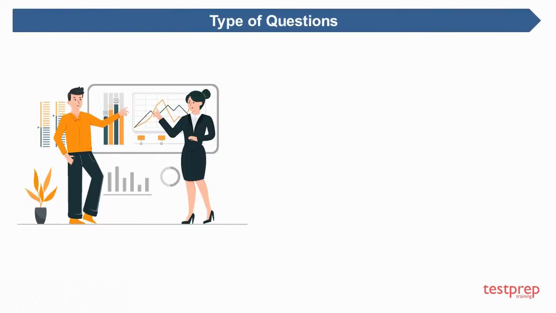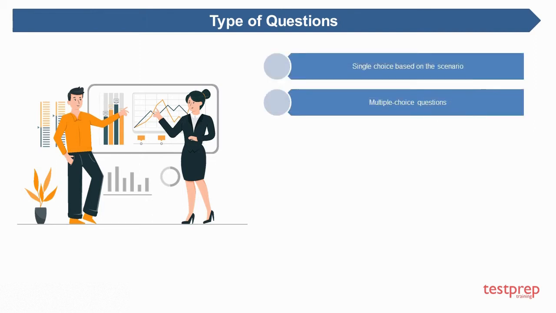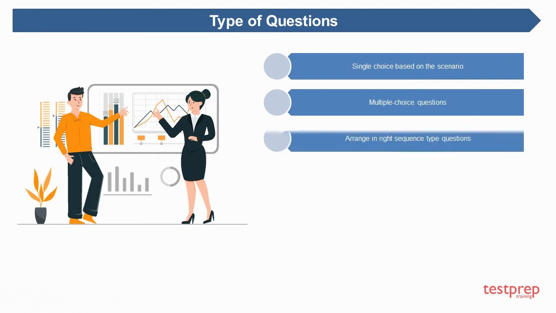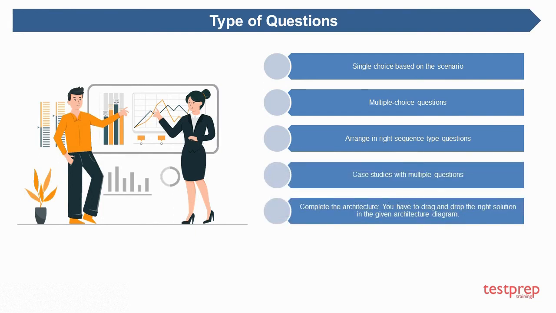Type of questions. Below are the types of questions. 1. Single choice based on the scenario. 2. Multiple choice questions. 3. Arrange and write sequence type questions. 4. Case studies with multiple questions. 5. Complete the architecture. You have to drag and drop the right solution in the given architecture diagram.